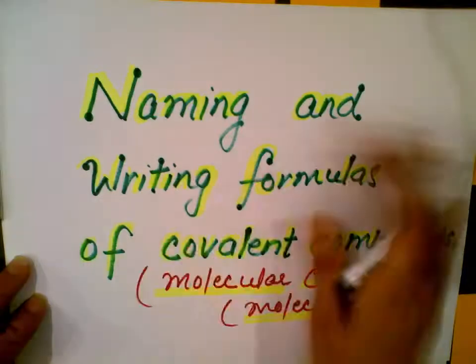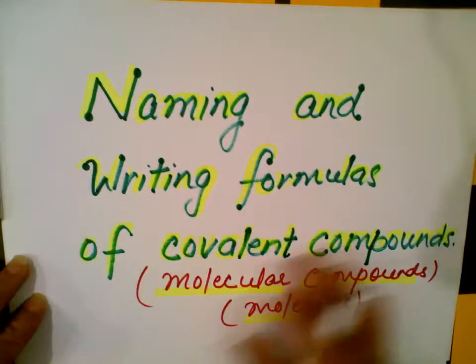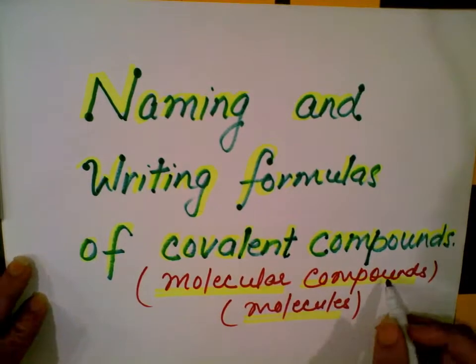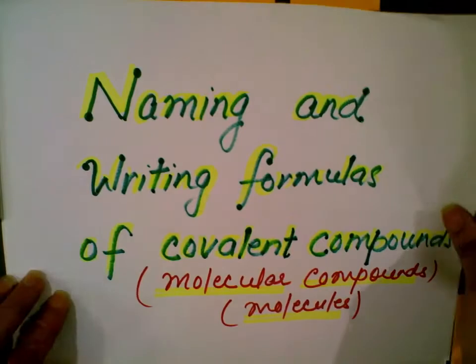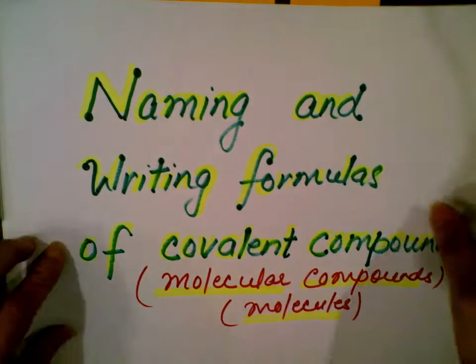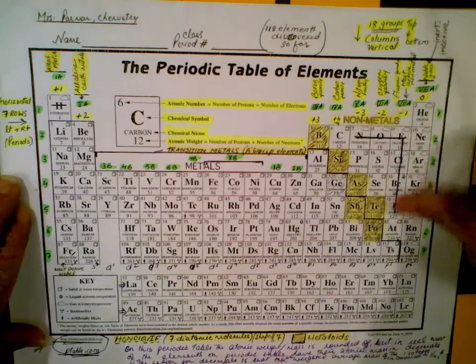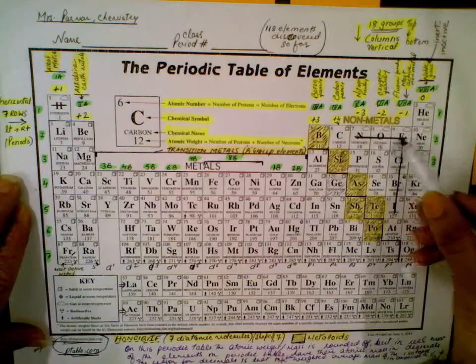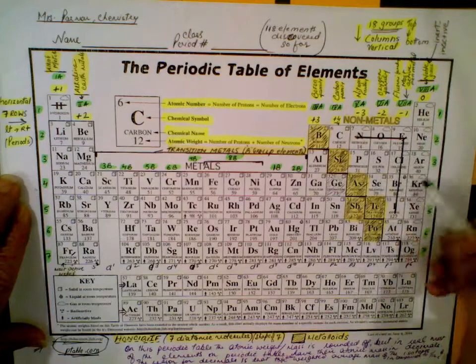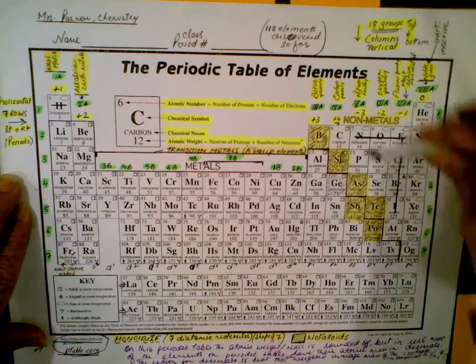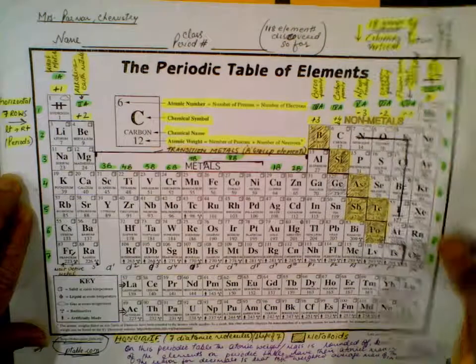We are working on naming and writing formulas of covalent compounds. Covalent compounds are also called molecular compounds or molecules, and we use only non-metals when making covalent compounds. The location of non-metals on the periodic table is on the right side of the stair step. All this carbon, nitrogen, oxygen, chlorine, sulfur, bromine, iodine, all these elements on the right side. Those are the ones we use when making covalent compounds.